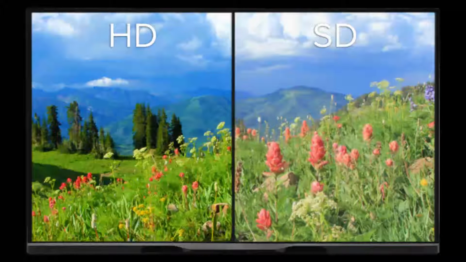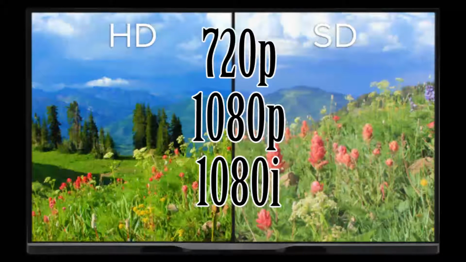HD stands for High Definition and is available in various formats such as 720p, 1080p and 1080i. HD standards vary depending on the use. For example, if you're planning on playing HD games on a PlayStation 4, which supports 1080p Full HD, or want to stream the highest quality films on Netflix, it is not recommended to use a 720p television as it would lower the standards of the quality.